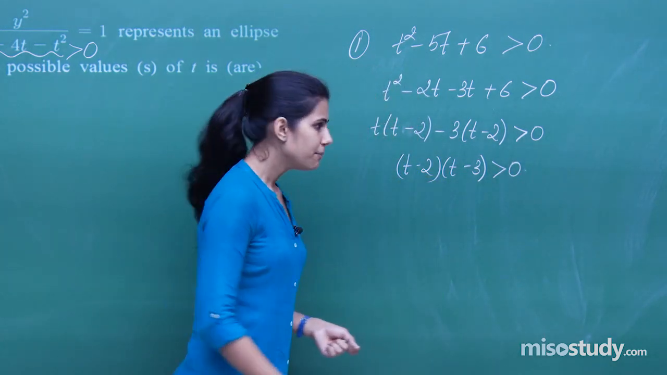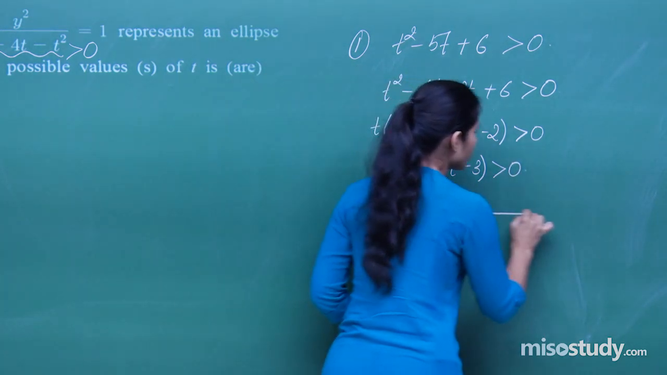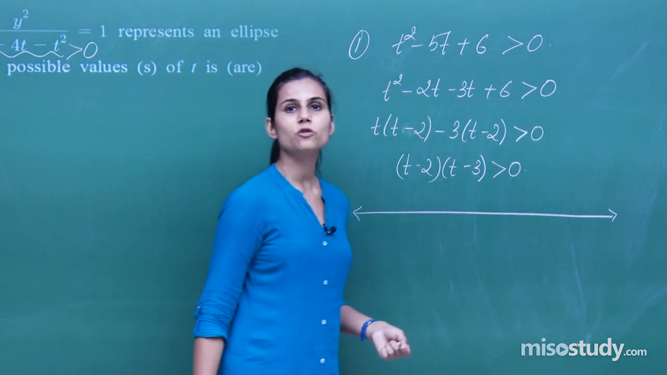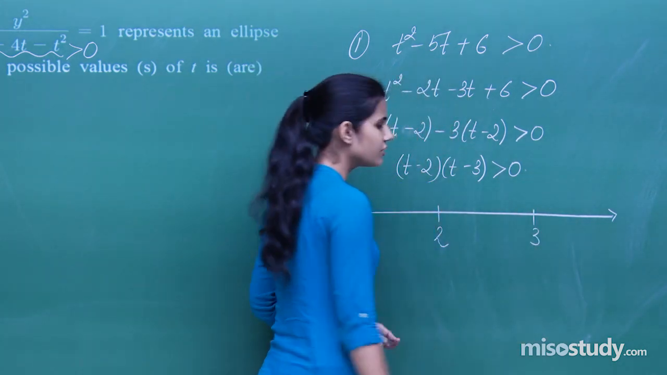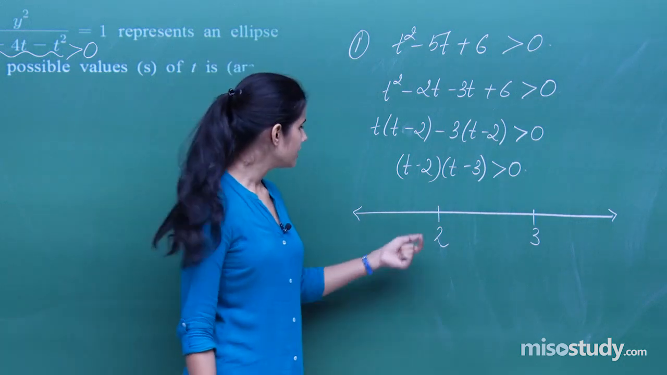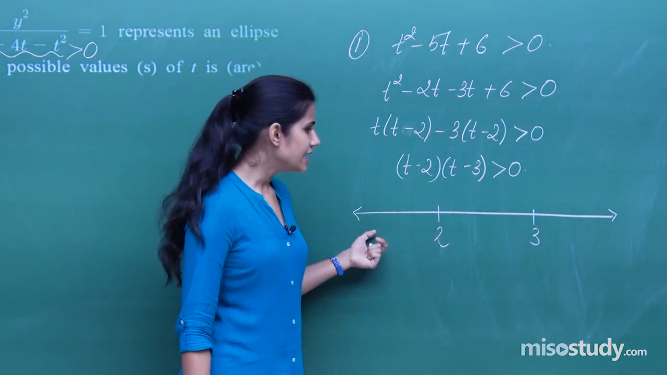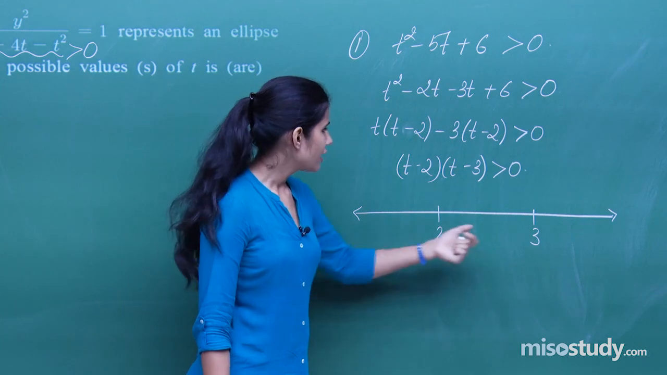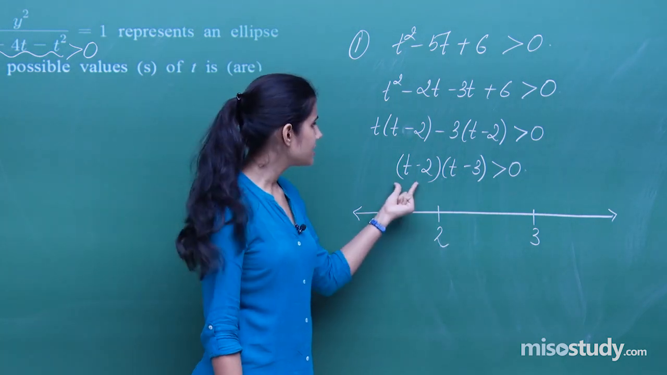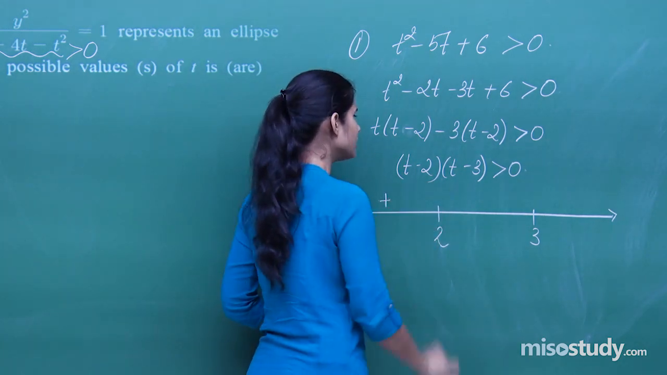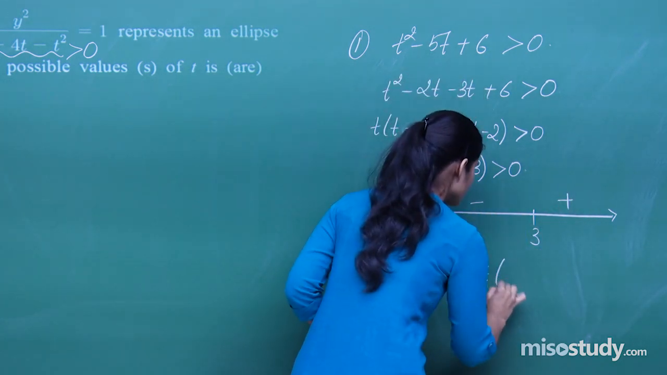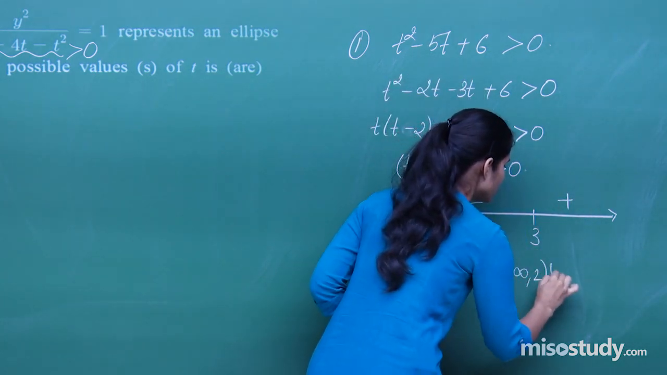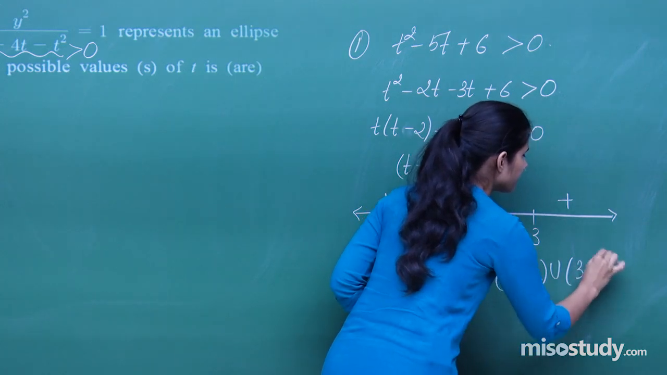Now when I am talking about what are the values of t which are going to satisfy this very inequation of mine, how do I proceed? This is 2, this is 3, right? If I talk about numbers less than 2, for this they are obviously less than 3 as well, so this is negative, so this is positive. Then this is negative, this is positive. So t should belong to minus infinity to 2 union 3 to infinity.